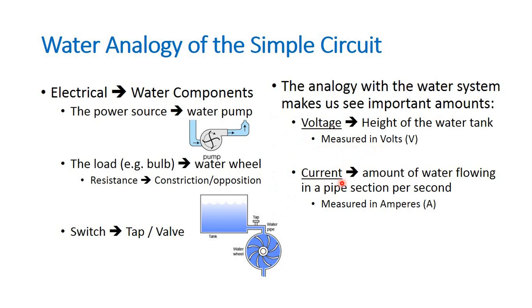Current is probably one of the most visible analogies between the two systems. Water current refers to the amount of water that passes through a pipe section in 1 second. Similarly, electrical current will be the amount of electrical charge that passes through a section of a wire in 1 second. So they are analogical to each other. Current is measured in amperes and voltage is measured in volts.